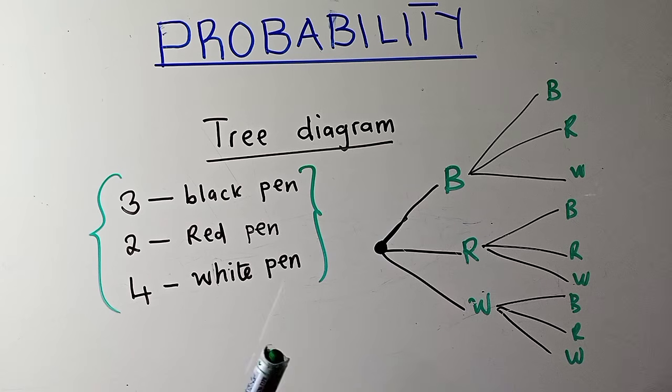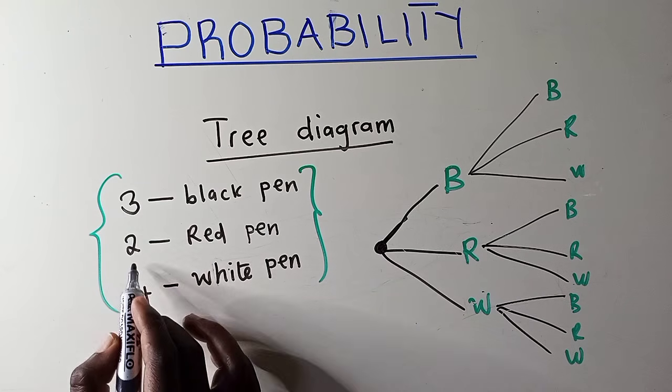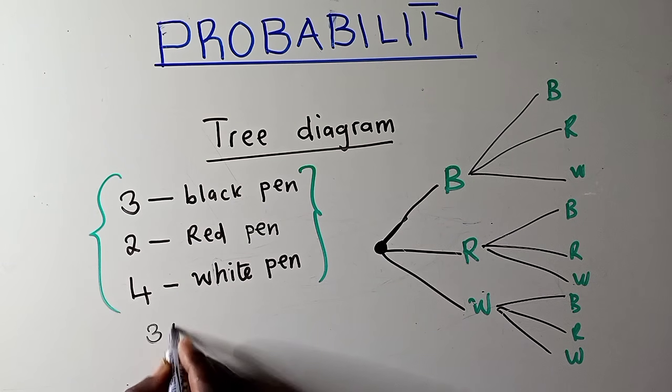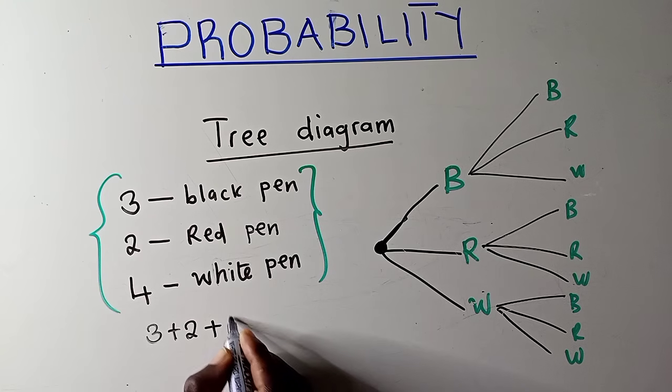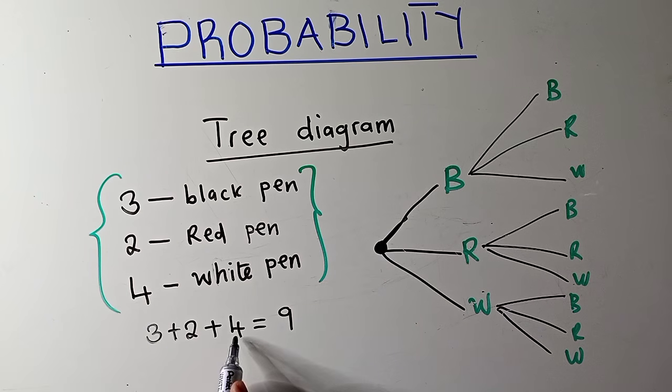So now, on how to put the values, how do you put the values? You just say whatever numbers you've been given, you add them. So it will be 3 plus 2 plus 4. What are we getting? It's a 9, because this is 5 plus 4, it's a 9. So the total is 9.